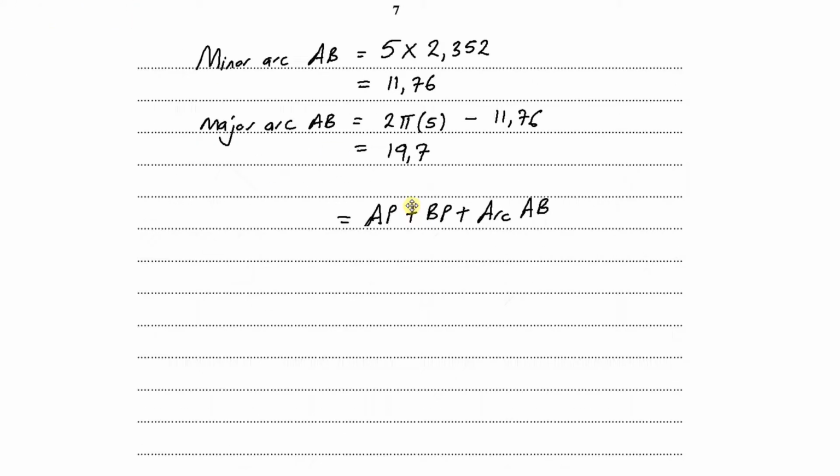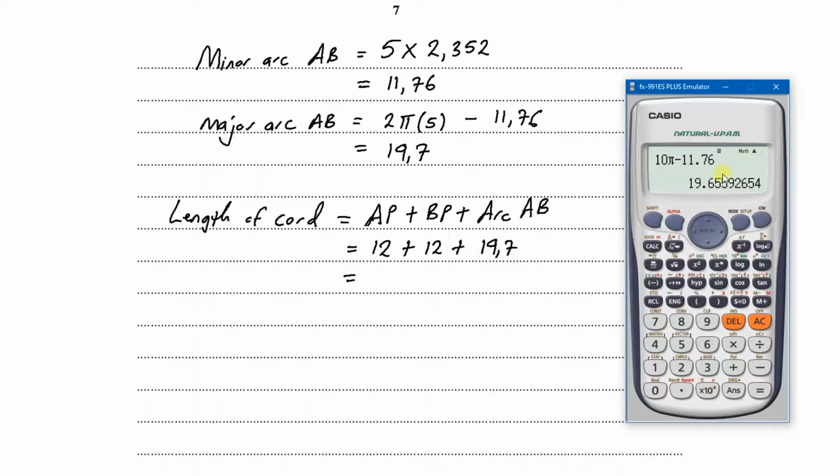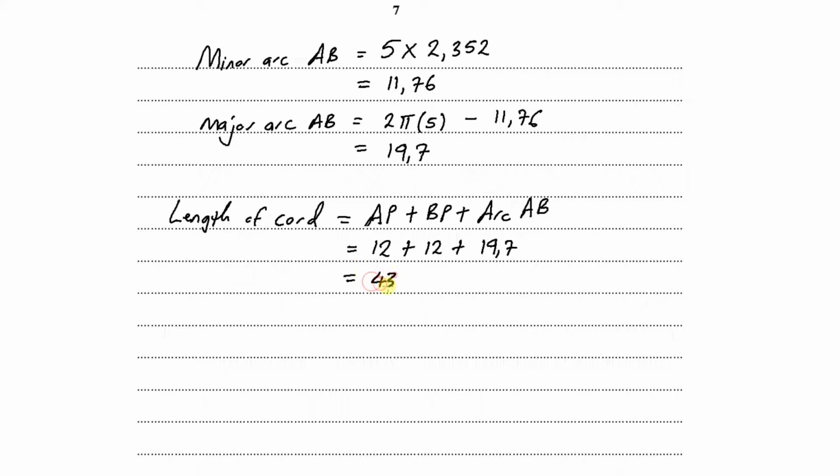So we're saying here, length of chord is equal to this. So AP and BP, we obtained them as 12. So that's 12 plus 12. And arc AB is 19.7. So we're just adding the 3. So here we're just saying that's plus 12 plus 12, that's 24. And that's 43.7. And that's in centimeters. And this here is the answer.